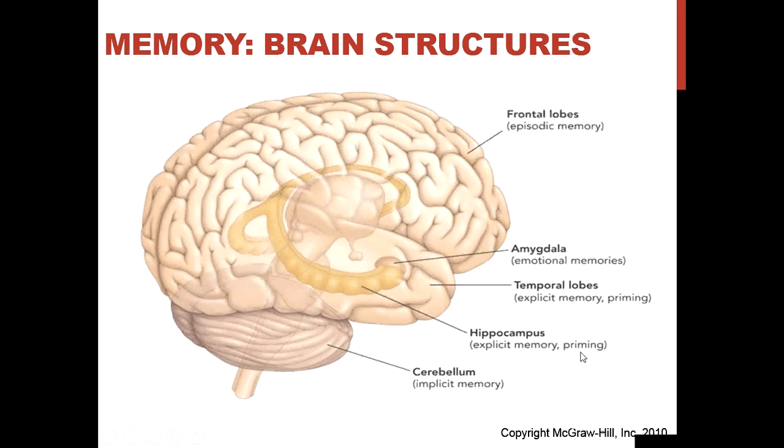Remember, priming is where we maybe say something to somebody, ask them a question in order to conjure up a memory. So we prime them. We kind of give them a little bit of a nudge in the right direction so that they'll know. Temporal lobe. We've already discussed the temporal lobe quite a bit. The amygdala, emotional memories, okay? And then, of course, the frontal lobes for episodic memory.